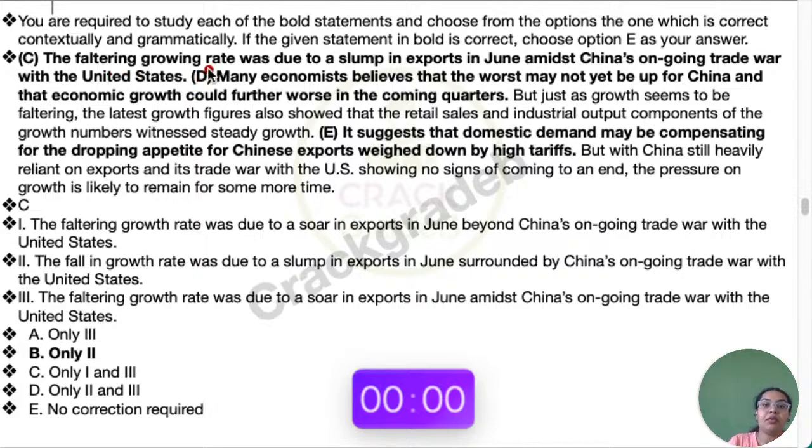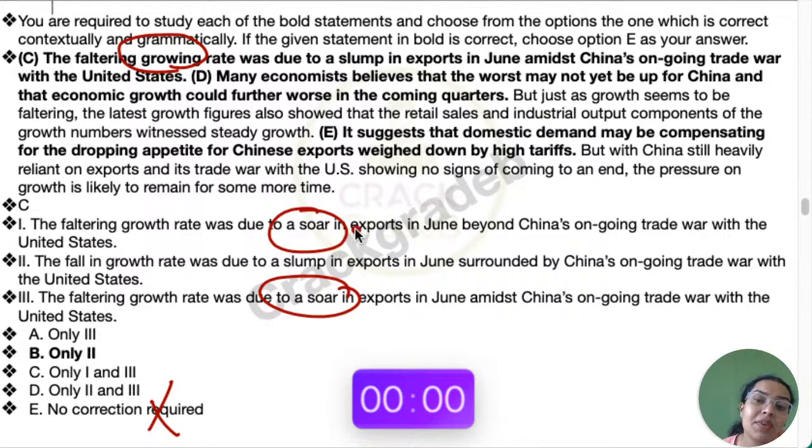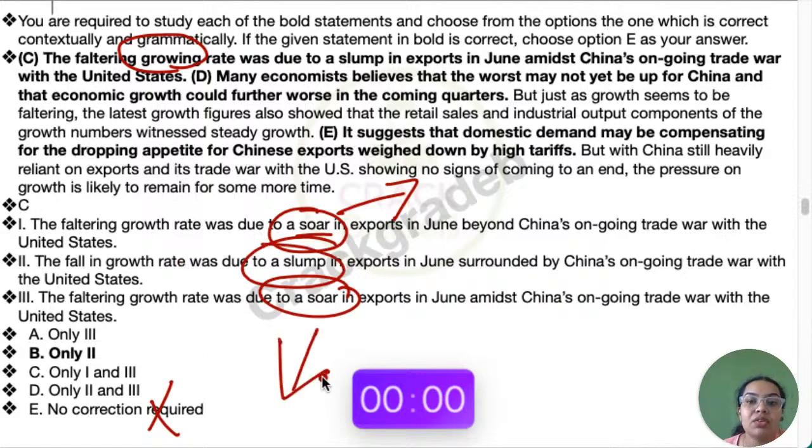The faltering growing rate, the rate is of a category. So we cannot say a growing rate. I cannot use this word as an adjective. So growth rate, of course, this is out. Was due to a soar, there is fall. It is not something which is soaring, that means going up. It is slumping, that is going down. So only by reading this much you can know the answer is clearly only the second one.